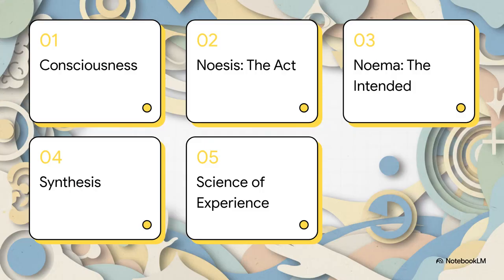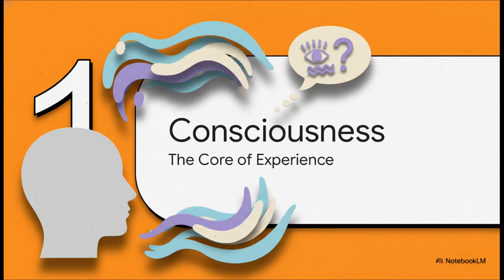So here's our game plan for this little dissection. We're going to follow 5 key steps. We'll start with the absolute foundation of all experience. Then we'll make our first cut, separating the 2 core parts of any conscious act. After that, we'll see how the mind cleverly puts them back together. And finally, we'll really get why Husserl thought of all this as a brand new kind of science. Okay, let's dive right in.